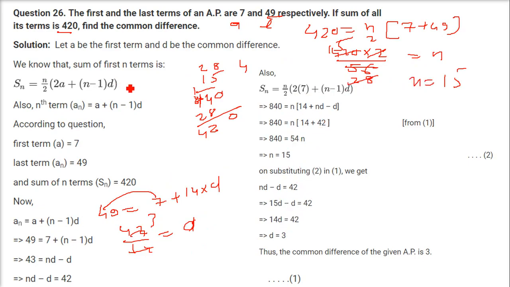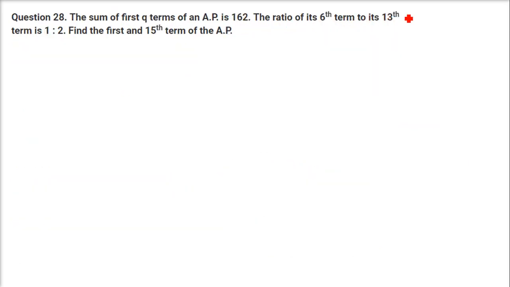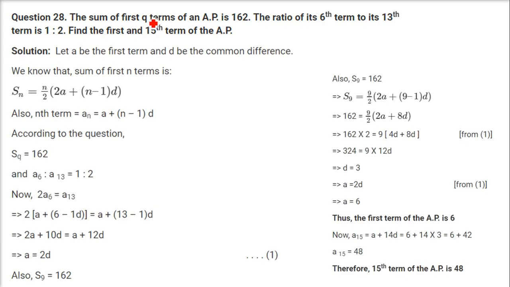You can do it by yourself. The sum of an AP is 162. The ratio of 6th term to its 13th term is 1:2. Find the first and 15th term of an AP. This is actually 9 terms. So the sum of first 9 terms is 162. The ratio of the 6th term to the 13th term, so A6 by A13 is given as 1/2.